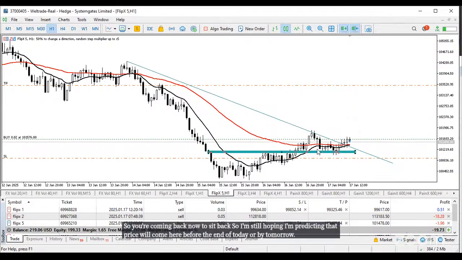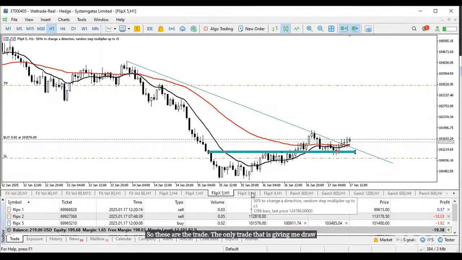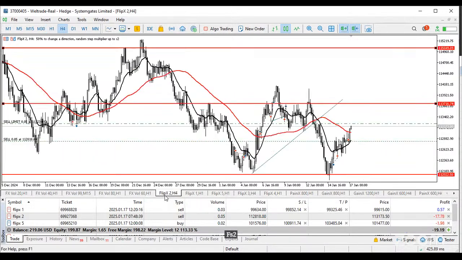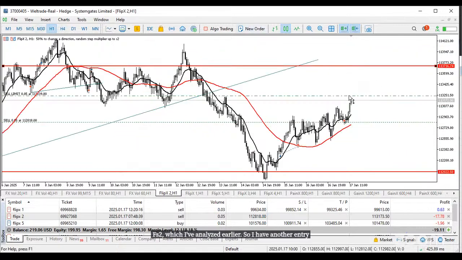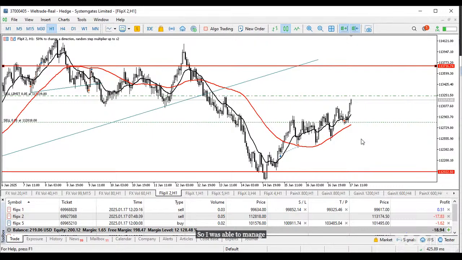So these are the trades. The only trade that is giving me drawdown is FS2, which I analyzed earlier. I have another entry up here that will activate, and it's a resistance position. If it breaks up, I will still manage this trade, wait, and enter another sell here. So I'm able to manage the trade.